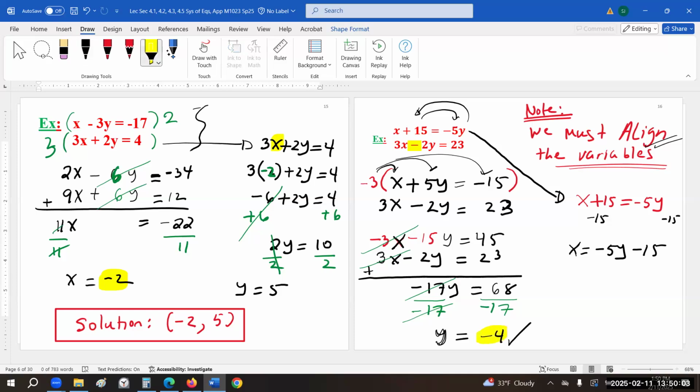And we know y is negative 4. So negative 5 times the negative 4 minus 15. Negative 5 times negative 4. Positive 20 or negative 20? Positive 20. And 20 minus 15? 5. So our solution, x is 5, y is negative 4.